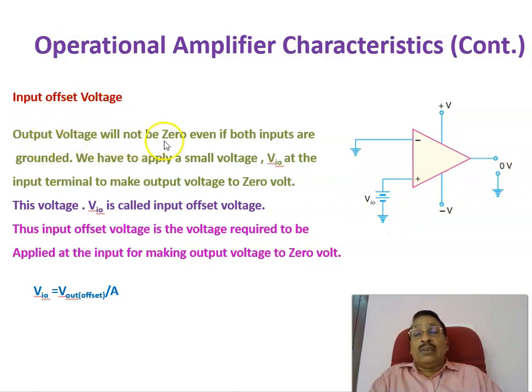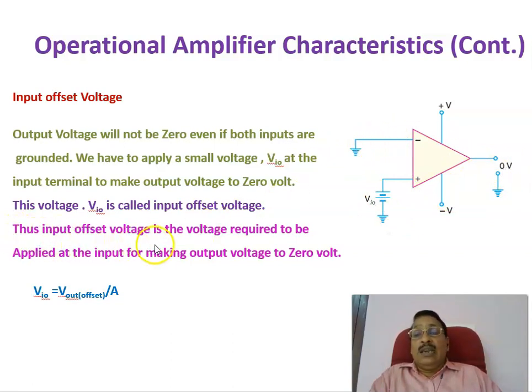Therefore, the output voltage will not be 0 even if both inputs are grounded, as we have seen in the previous slide. And we have to apply a small voltage Vin at the input terminal to make the output voltage 0. To make the output voltage 0, you have to apply a certain voltage at the input side. And this voltage Vin is called the input offset voltage. Only when you apply an input offset voltage of Vin will the output become equal to 0.